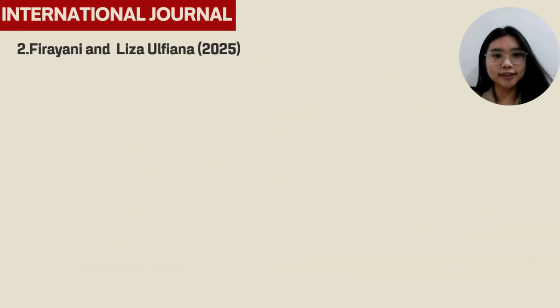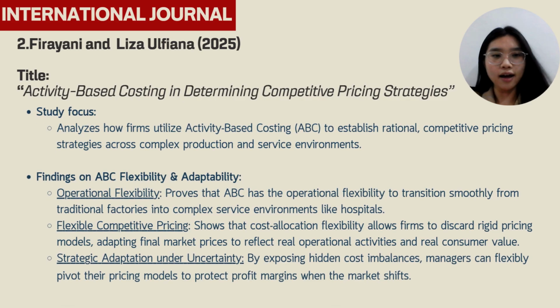Now we look at the second study from Fiayani and Liza Afiona, titled Activity-Based Costing in Determining the Competitive Pricing Strategy. Their study focused on analyzing how firms utilize ABC to establish a rational competitive pricing strategy across the company production and the service environment. The findings on ABC flexibility and adaptability. The first is operational flexibility. The study proves that ABC has the operational flexibility to transition smoothly from traditional factory into the complex service environment like hospital.